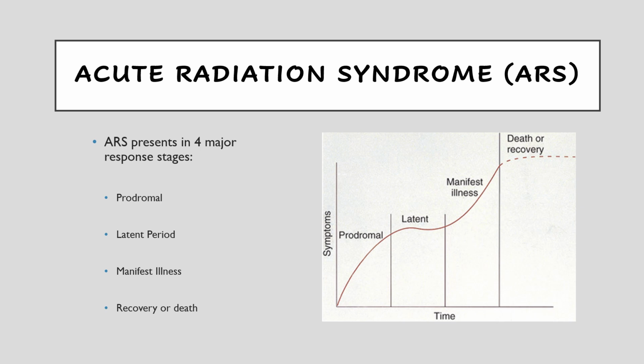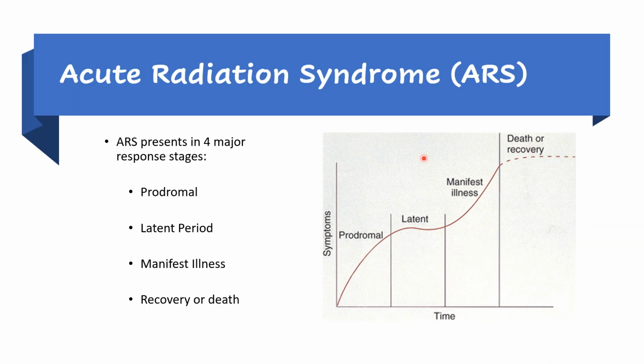Acute radiation syndrome, ARS. ARS presents in 4 major response stages: prodromal, latent, manifest, recovery, or death. Acute radiation syndrome, ARS, presents in 4 major response stages. Again, prodromal, latent, manifest, recovery, or death.